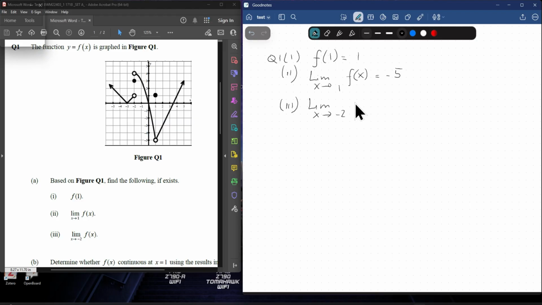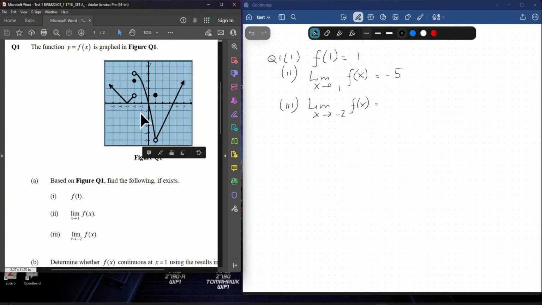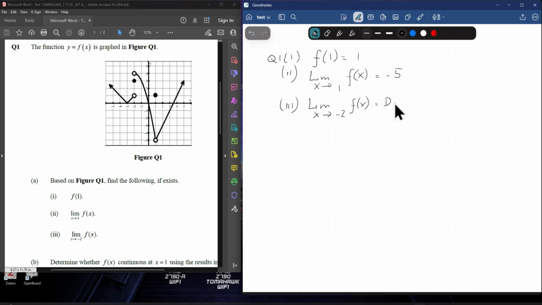Also, there is no sign of left or right, meaning we need to evaluate the function from both left and right. So look at the graph from negative 2. When x approaches negative 2 from the left, the function equals, as you can see here, positive 1. However, when x approaches negative 2 from the right, meaning from this side, the value approaches positive 4. Okay, so it's not equal. Therefore, for this part, the answer does not exist.